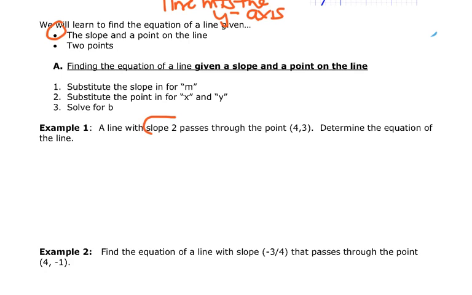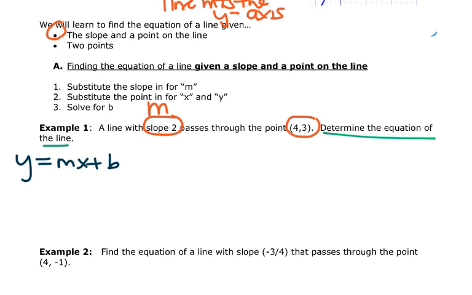So I'm just going to circle the pieces of information we're given. We're given that the slope is 2 and that the point is 4, 3. And we remember that the slope is just m, so I'm going to put an m over here. It says to determine the equation of a line. So the first thing I'm going to start with for sure is writing out the equation of a line, which is y equals mx plus b. I'll always give you that on the board for a test, so you don't need to memorize it, but it's not too difficult to remember.